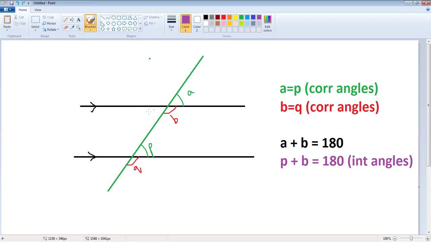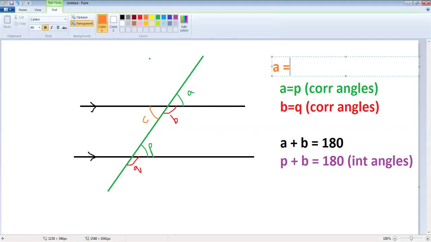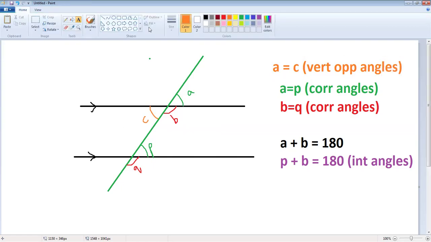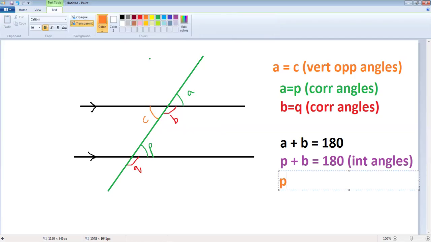Yes. Okay, now if this is A, I'm calling this C. A is equal to C. What is the reason? We have already studied it. Vertically opposite angles. Very good. They are vertically opposite angles. So because A is also equal to P, now can I say P will be equal to C? Yes. A is C and A is P. So can I say P is equal to C? Yes, and this is called alternate angles.